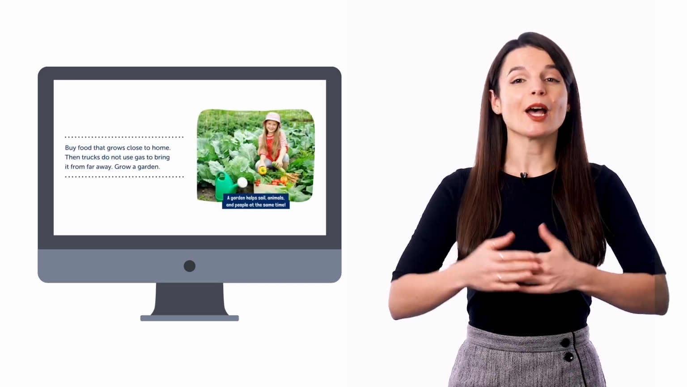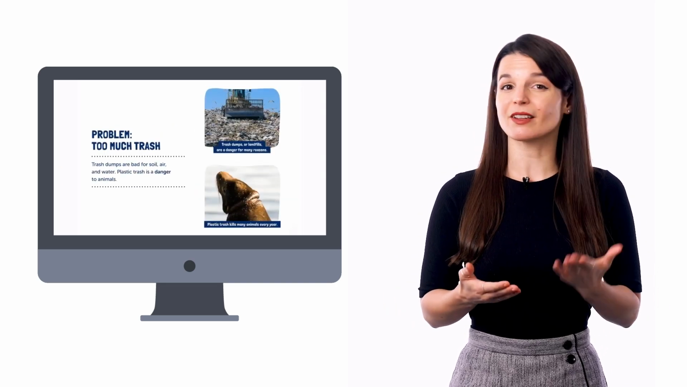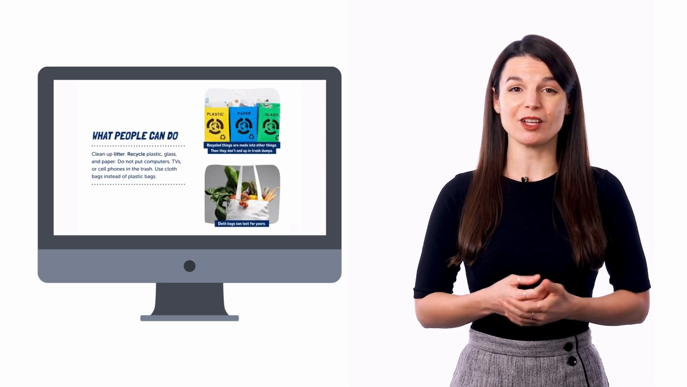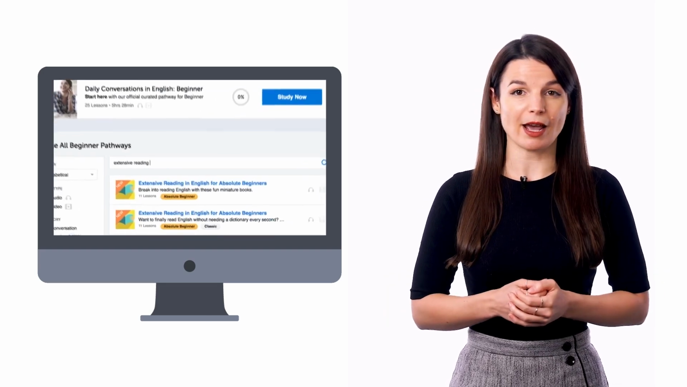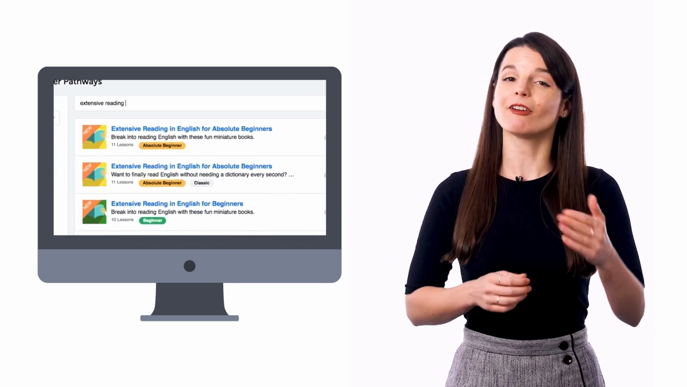In fact, our absolute beginner extensive reading books are simple 1 or 2 words per page books, kind of like kids' books. So look for our extensive reading pathway inside the lesson library and follow the lessons one by one. Extensive reading books are available for absolute beginner, and intermediate levels.